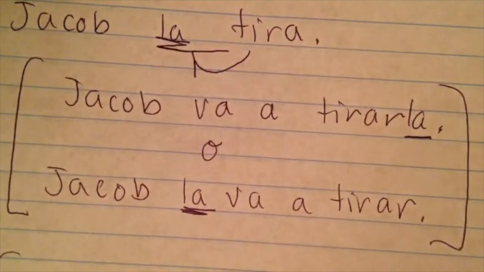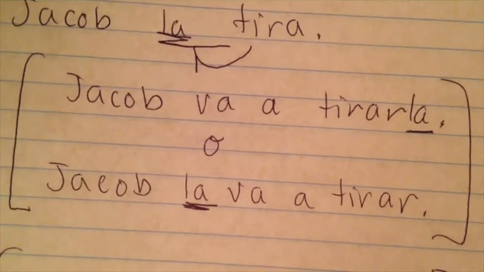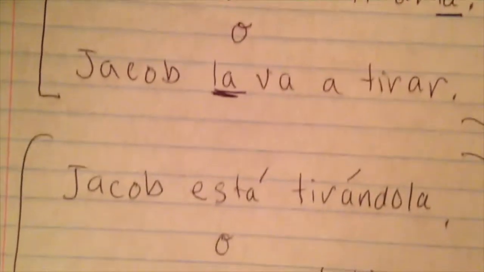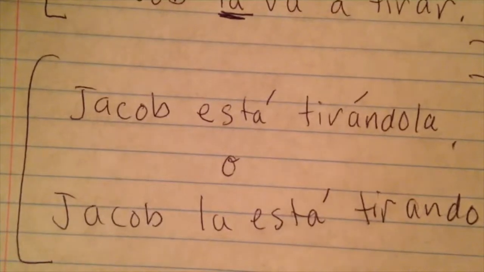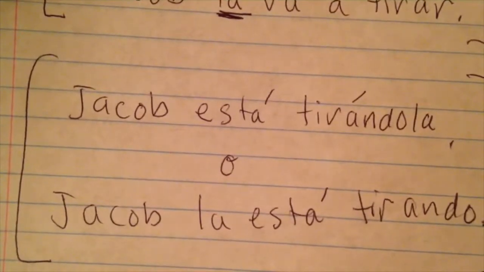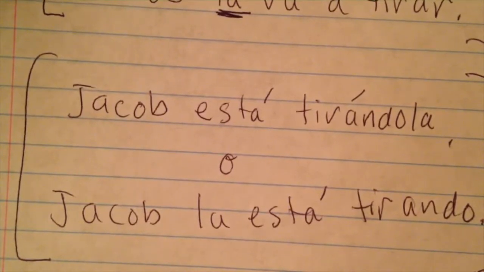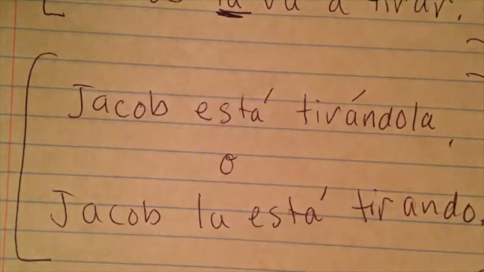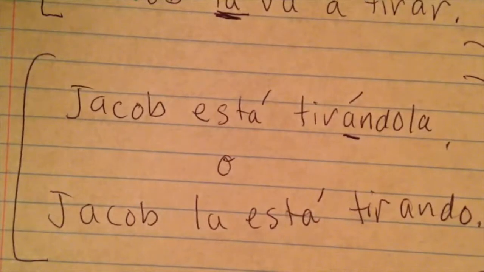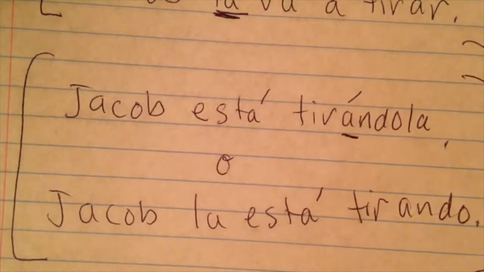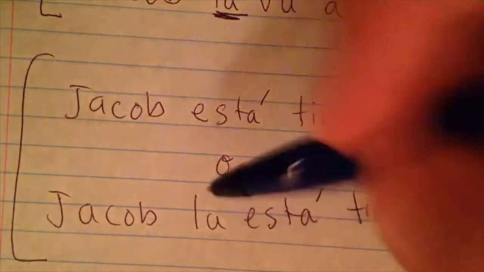When a sentence has a verb in the progressive form, the direct object pronoun can be attached to the present participle or placed before the conjugated verb, just like with infinitive verbs. For example, in this sentence, Jacob está tirándola. The direct object pronoun la is attached to the present participle tirando, and an accent is placed on the a of ando. Also, in the sentence, Jacob la está tirando, the direct object pronoun la is in front of the conjugated verb está.